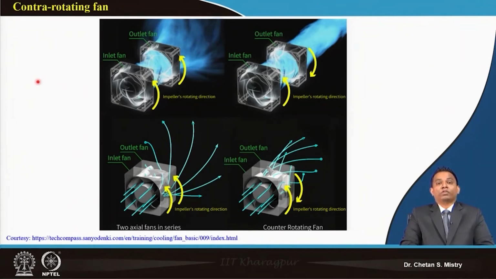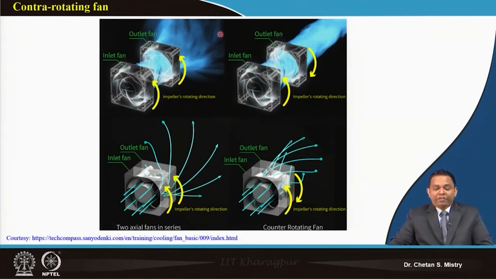Now, they are looking for, say, cooling. What is the purpose here? If you look, we have two fans connected in series, both rotating in the same direction. So at the exit, suppose this is your case, your flow comes out in a different way, with your outlet in a dispersed manner.